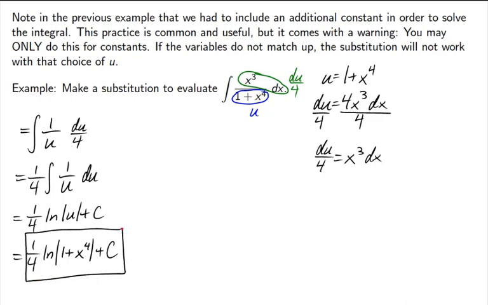So be careful with these constants. Make sure you divide them out if need be, and feel free to write them in the front. It makes the problem easier.